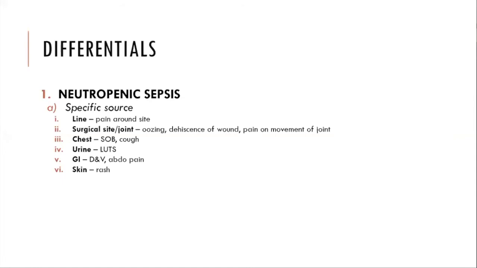Surgical site or joint infection in the hip, you will see oozing. You'll see discharge from the site of the closure, dehiscence of the wound coming apart, pain on moving the joint, and then obviously your other common sources of sepsis, so chest, urine, GI, and skin sources. Or it might be an unknown source of sepsis, which we'll come to as well. But your absolute number one, even if you're thinking a little bit about the other few things that were mentioned, PE is also important to think of.